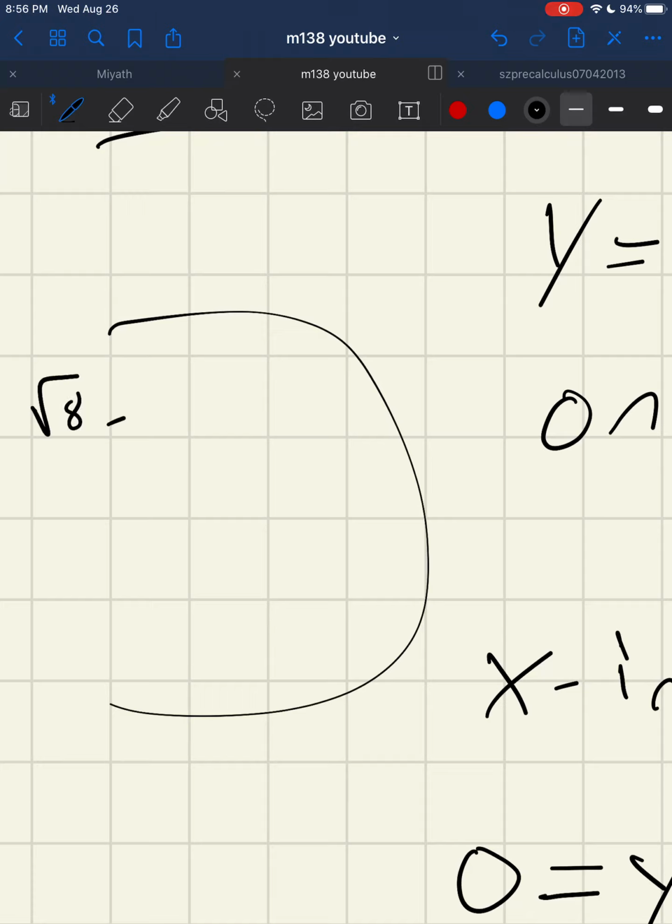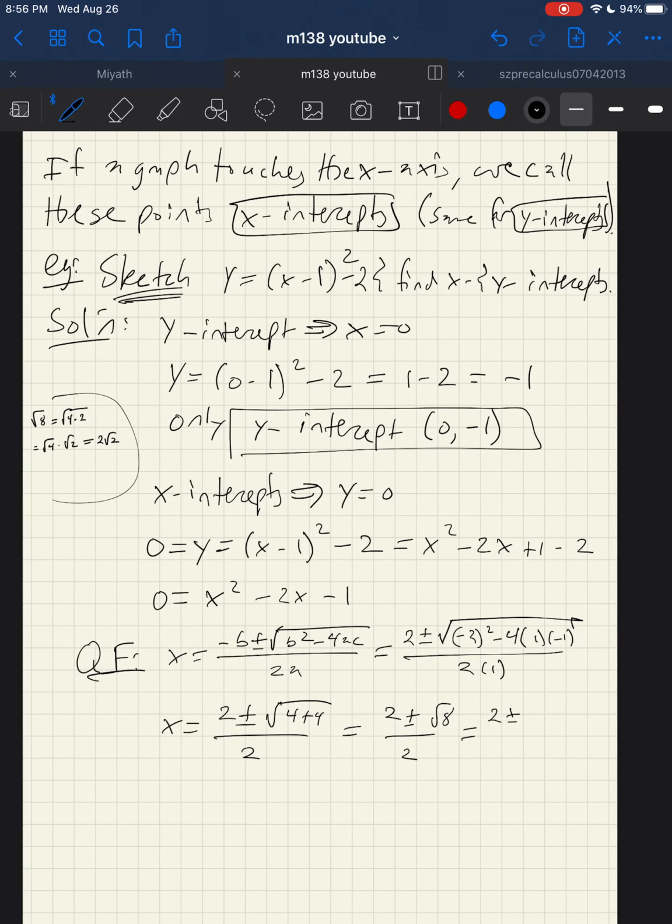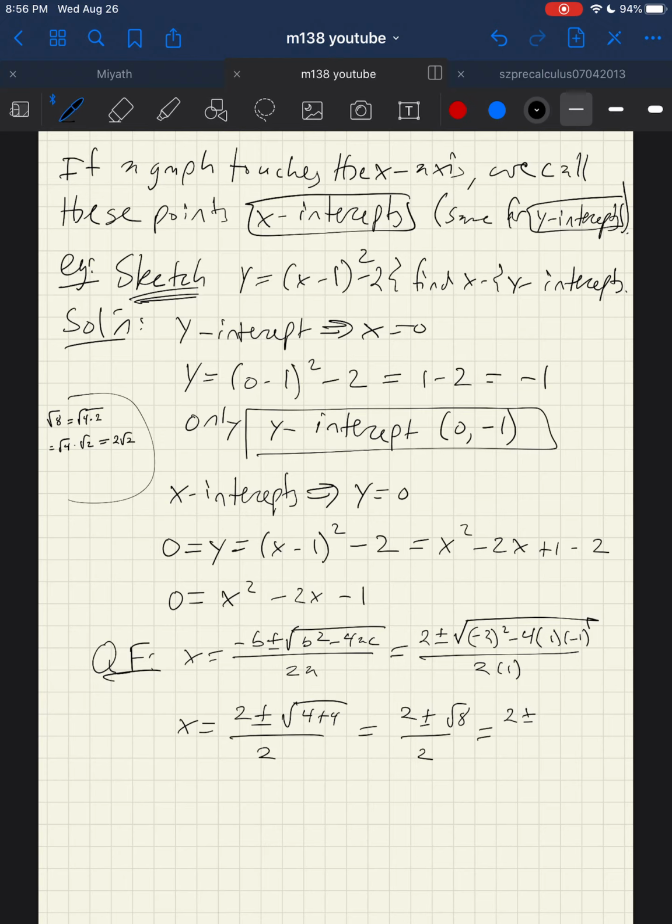If I've got the square root of 8, I can write this as the square root of 4 times 2, which I can write as the square root of 4 times the square root of 2. And this ends up being 2 square root of 2. Right? So I'm going to factor out a 2, which means I pull a 4 out of the inside of that. So I've got 2 root 2 divided by 2. So I have finally x equals, I can cancel this 2, 1 plus or minus the square root of 2.